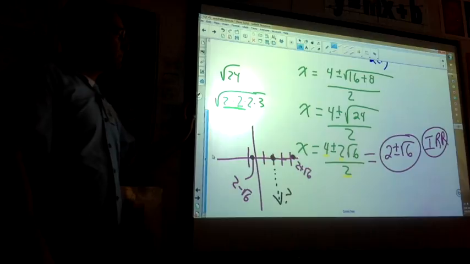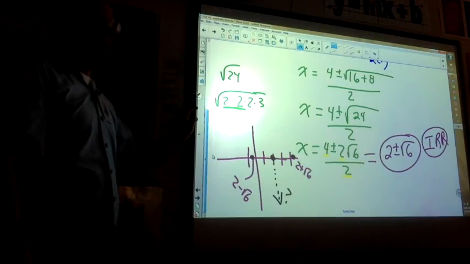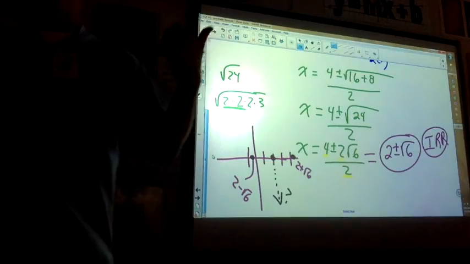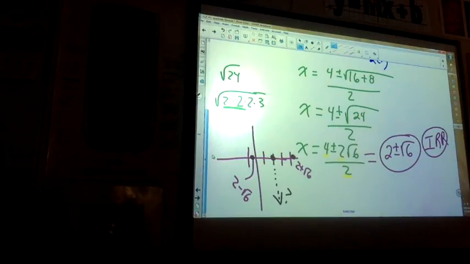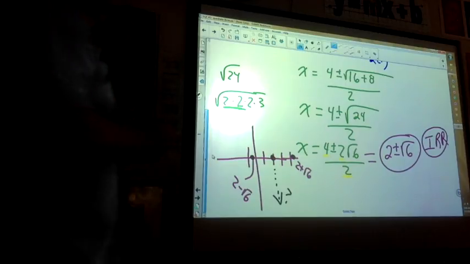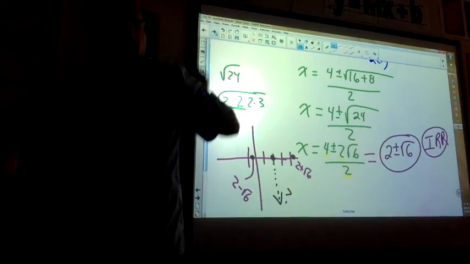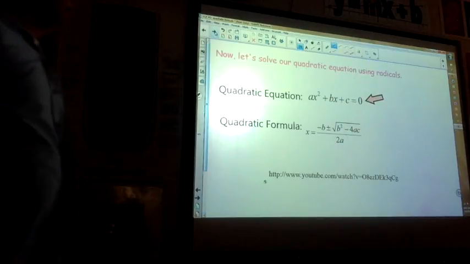Okay? So that's really what's taking place with this problem. So we're finding now the irrational numbers that x can be equal to. Irrational numbers are indeed part of the real number system. They exist. Okay? So now let's solve.